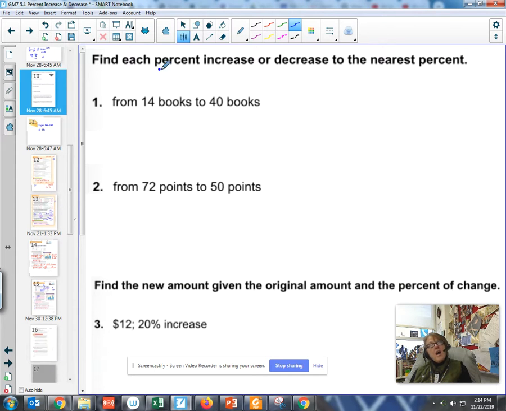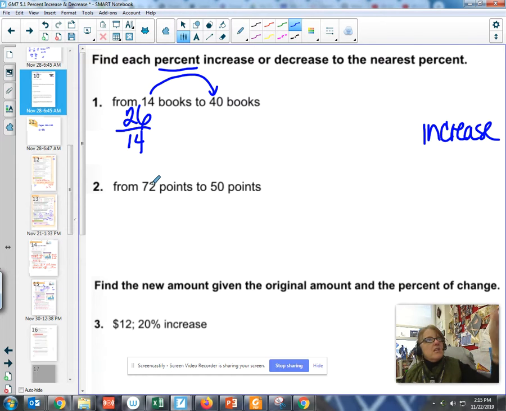This one, find the percent. 14 to 40. This is your start, this is your end. This is your original right here. So even before I go too far, first thing is 14 is my denominator because that was my original. I know that going from 14 to 40 is an increase. That's kind of obvious. Now how much of a difference is there from 14 to 40? Well, that gives me 26.